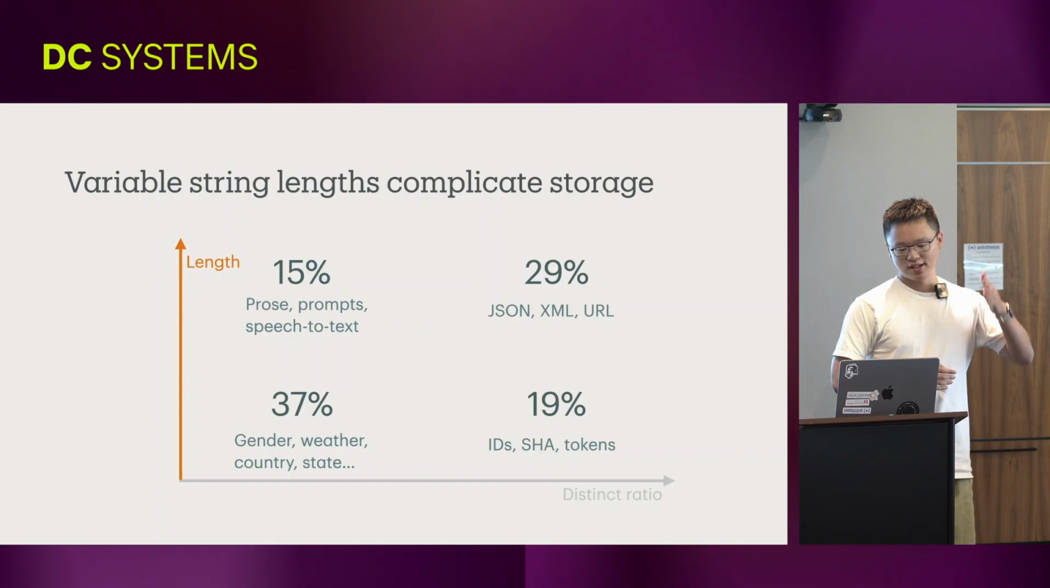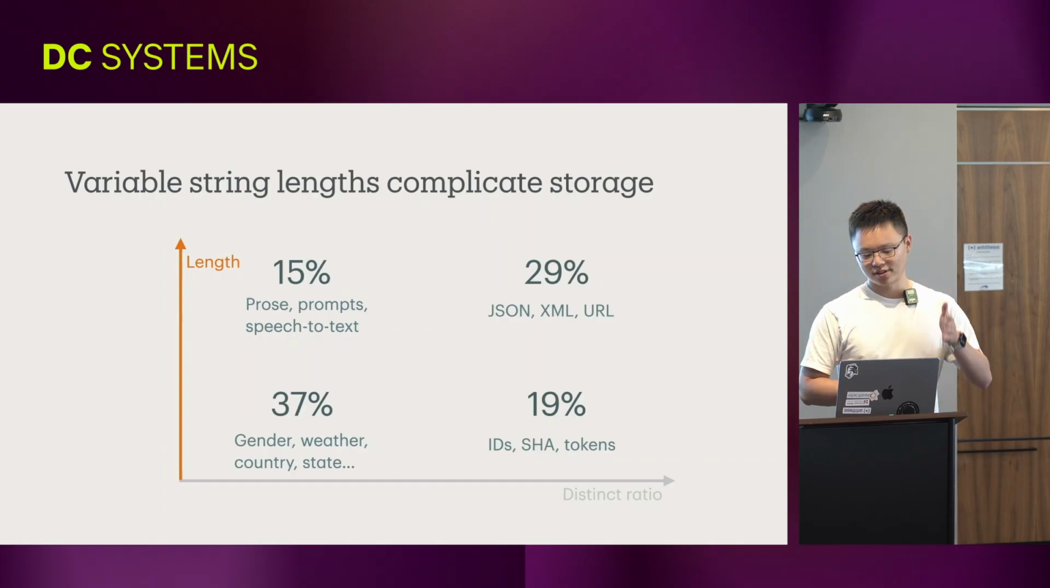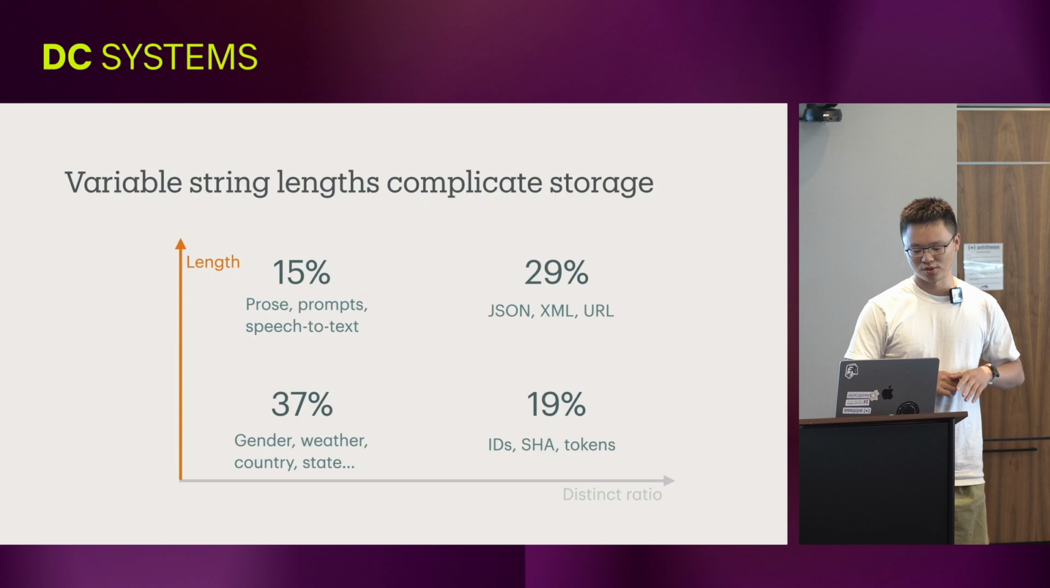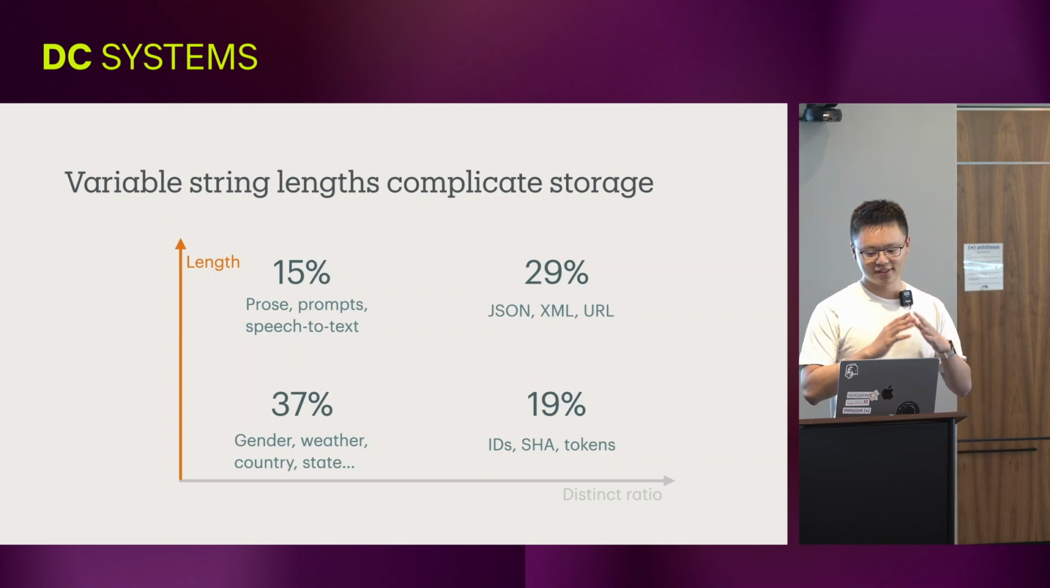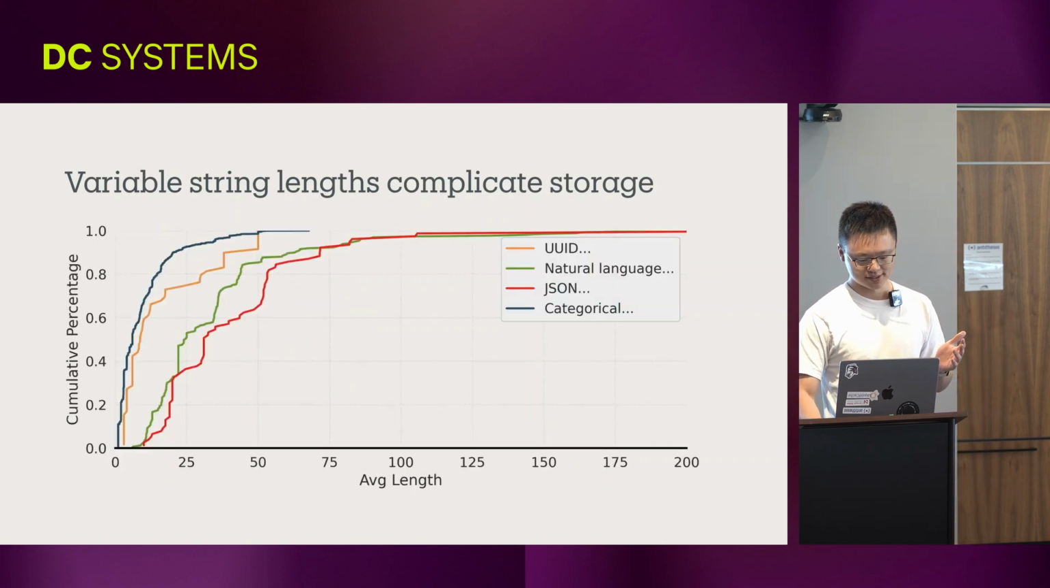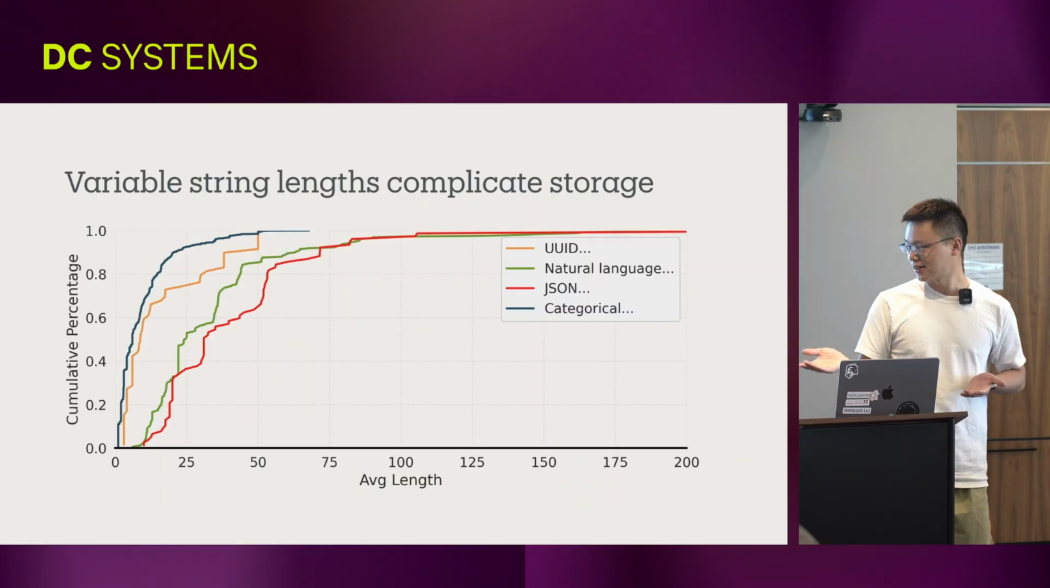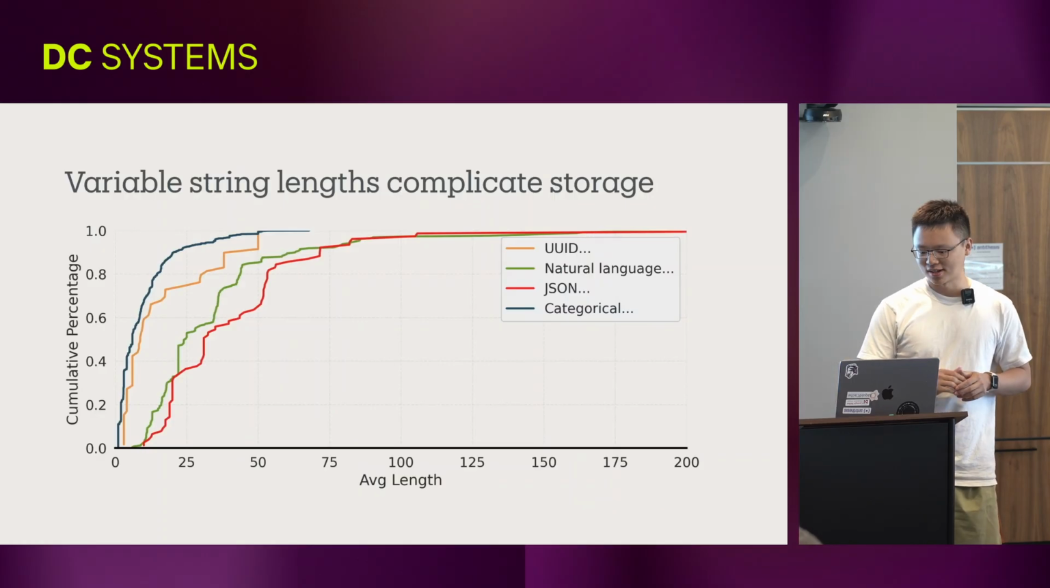And the second axis of the string characteristics is string length. We found strings have very diverse length characteristics. On the left, the x-axis is the string average length.